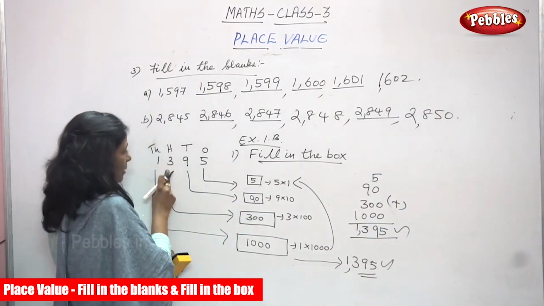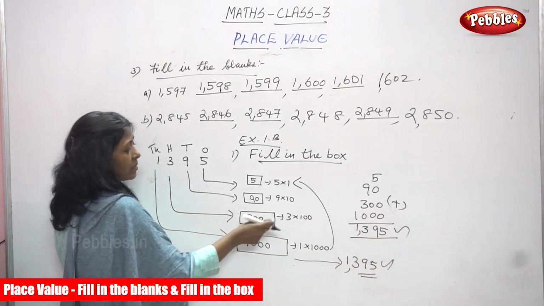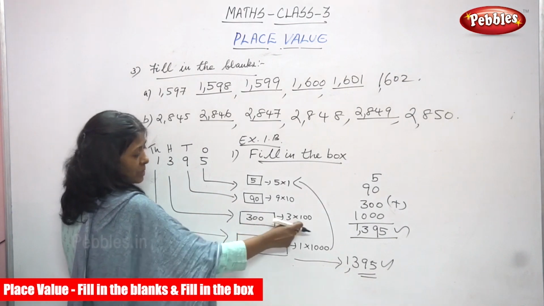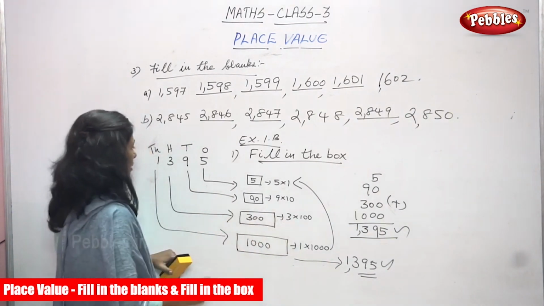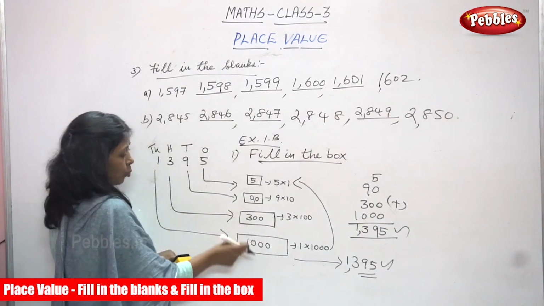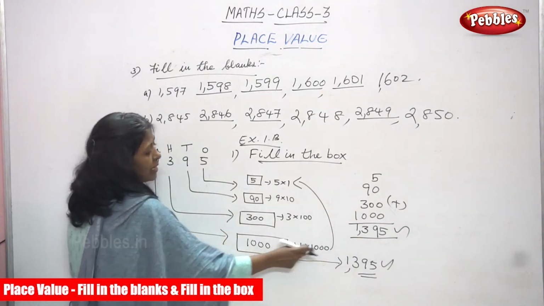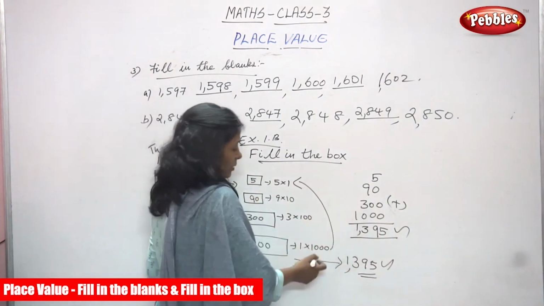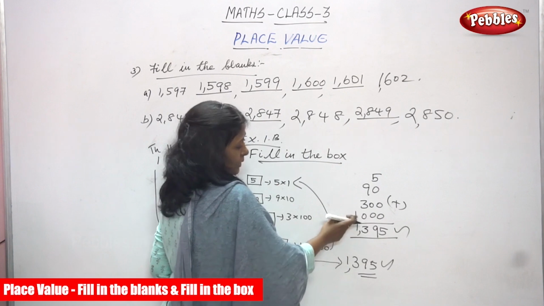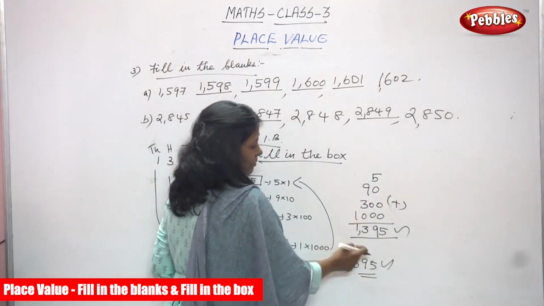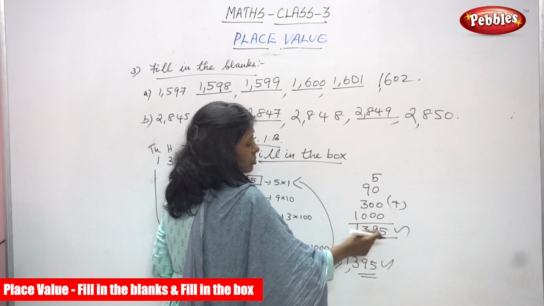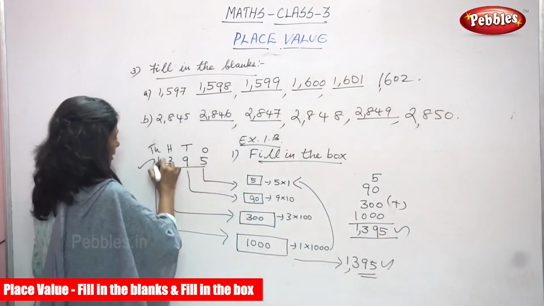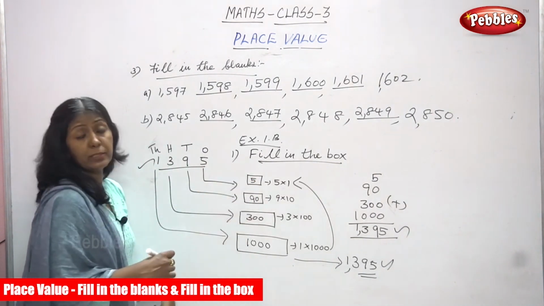And in hundreds place, what is the number? 3. That is what I have written, 300, 3 into 100. And what is the number in thousands place? Only 1, that is 1000. So 1 into 1000 gives 1000. After that, I just add everything, from bottom to top: 1390 plus 5. You get 1395. This is the right answer for that question. So the question is the same, and I also filled in the boxes.